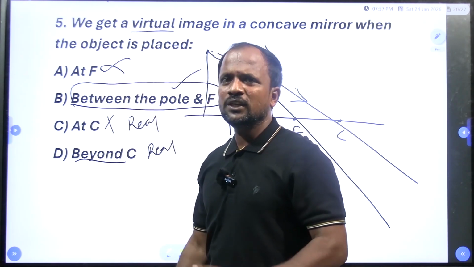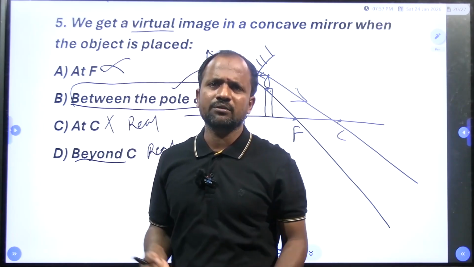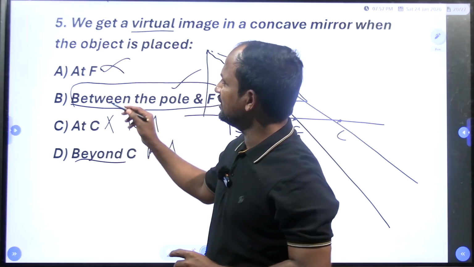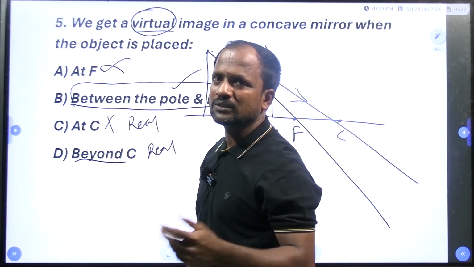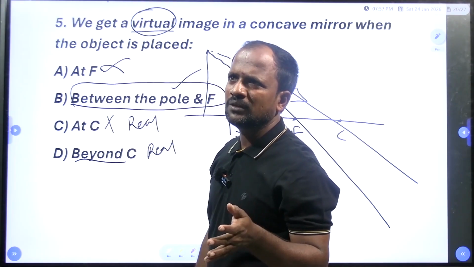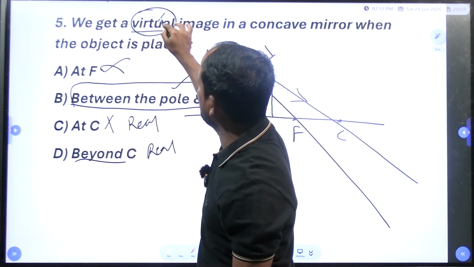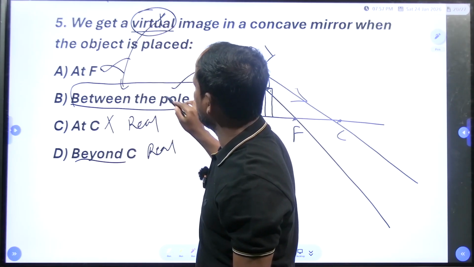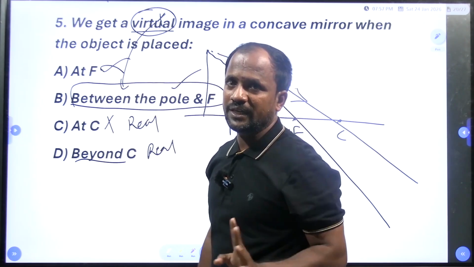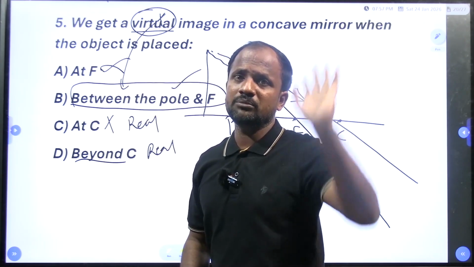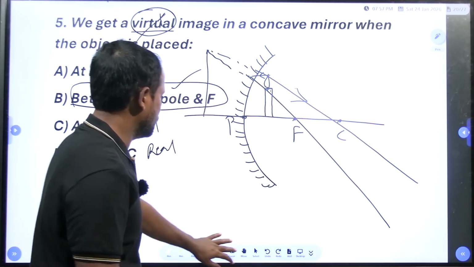Observe here, if you place the object at focus, the image is also going to be formed at infinity. We don't know that, so you can't tell whether it is virtual. Sometimes they give it as an option, but virtual images are formed between pole and focus. So at F the image is formed at infinity. Okay, clear? So the next question.